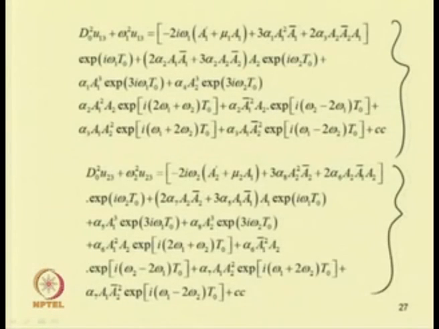Now, to get the reduced equation one can take the resonant and non-resonant conditions. Here one can have a resonant condition: this term leads to resonance if omega 2 minus 2 omega 1 equal to omega 1. That means if omega 2 is nearly equal to 3 omega 1, we will have resonance.